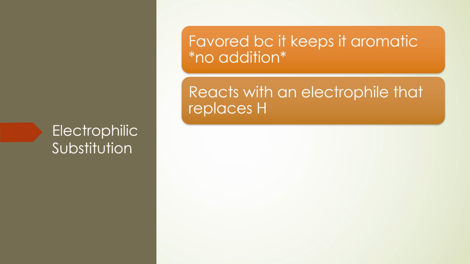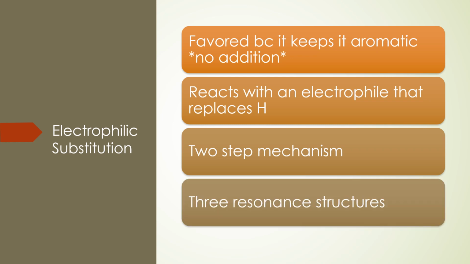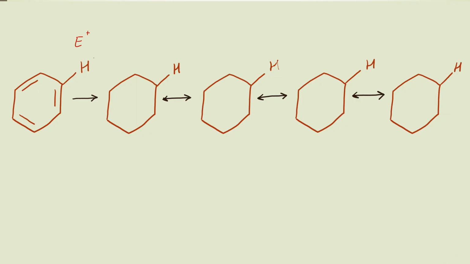An electrophile that replaces a hydrogen will react with benzene in a two-step mechanism. This mechanism will have intermediates that have three resonance structures. Let's look at the mechanism. First, the electrophile attacks. This makes a carbocation on the adjacent carbon that's resonance stabilized. This breaks up the aromaticity of the ring, so it's the rate determining step.